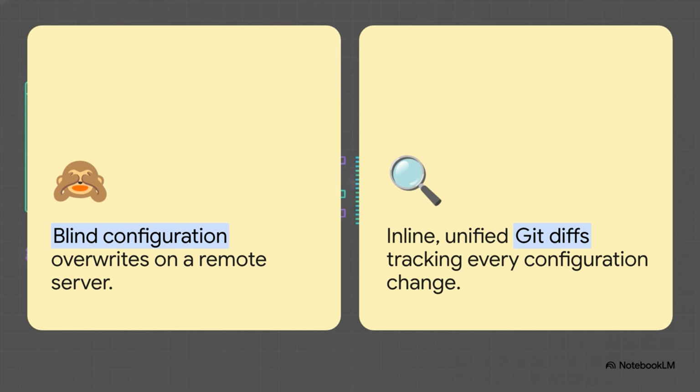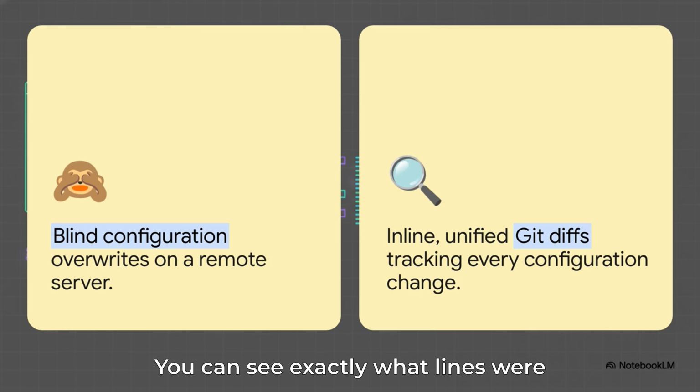Speaking of version control, I want you to compare the absolute nightmare of blind configuration overwrites on a remote server with VS Code's native inline Git diffs. Whether you prefer an inline or a side-by-side view, tracking configuration changes natively saves you from those disastrous, day-ruining merge conflicts on production servers. You can see exactly what lines were deleted and inserted before you ever hit commit.